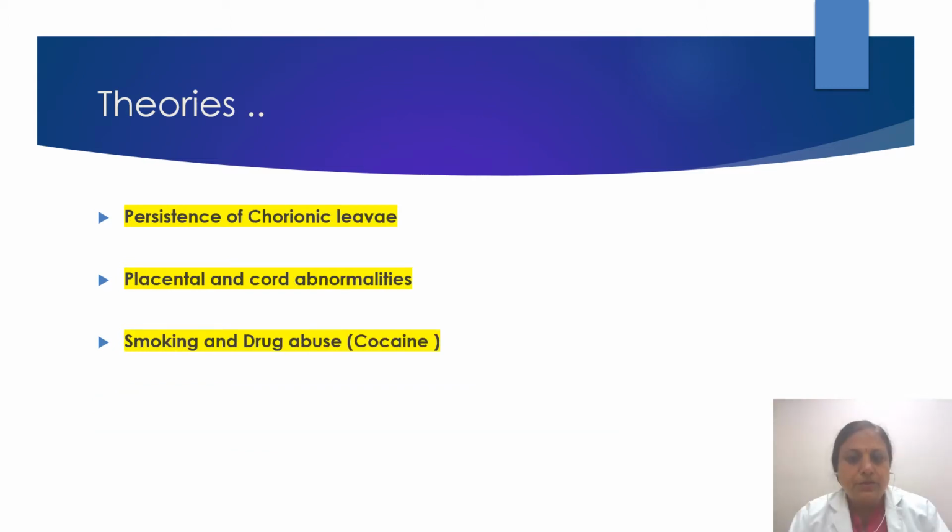Other theories are persistence of chorion laeve that is present in the embryonic phase of intrauterine development, placenta and cord anomalies that predispose to placenta previa, and smoking and drug abuse, especially cocaine, which predisposes to placenta previa.